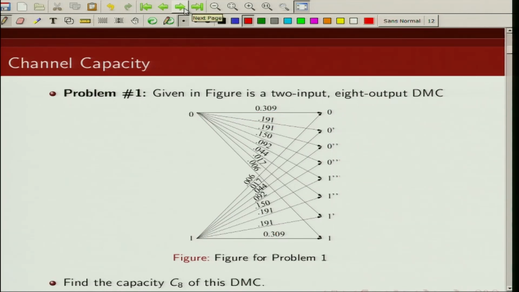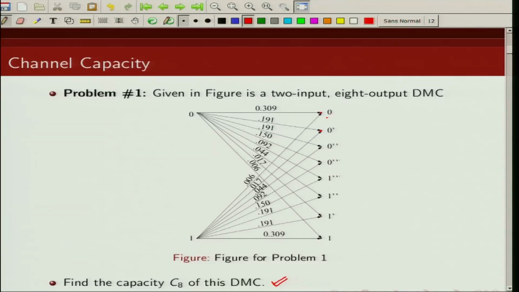The first question is, find the capacity of this channel. First we will try to see whether this is a symmetric channel or not. Clearly this is not a strongly symmetric channel, because it is not uniformly focusing. For example, if you consider this particular output, the probabilities are 0.309 and 0.006, but if you consider this output, the transition probabilities are 0.191 and 0.017. So clearly this is not a strongly symmetric channel, but we need to see whether this is a symmetric channel, whether we can decompose this channel into strongly symmetric channels.